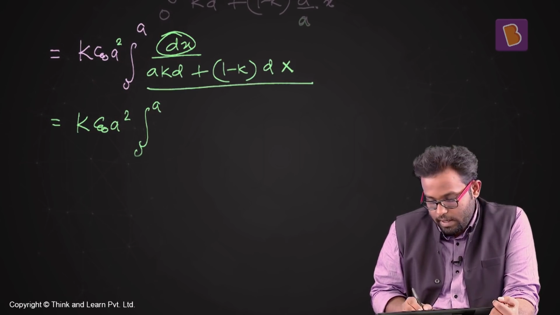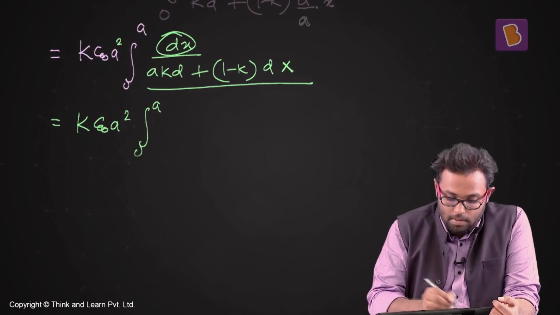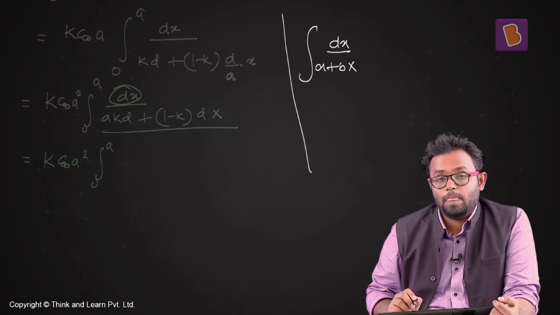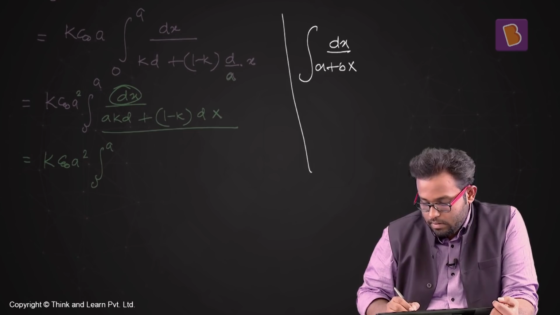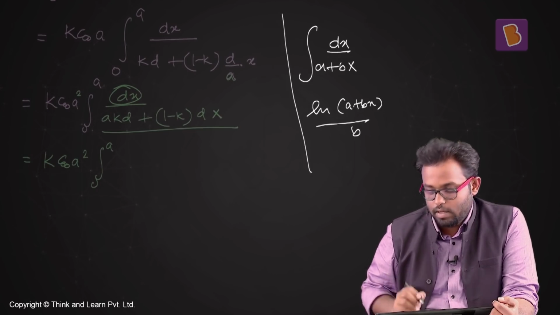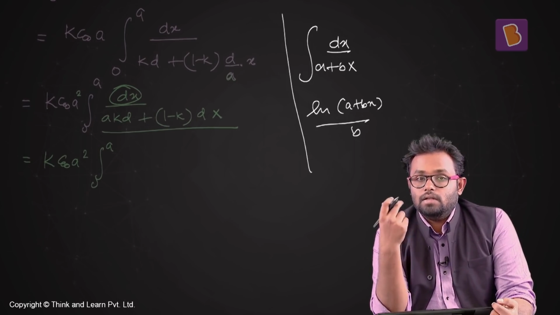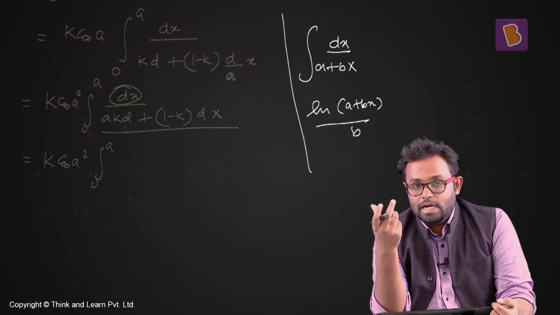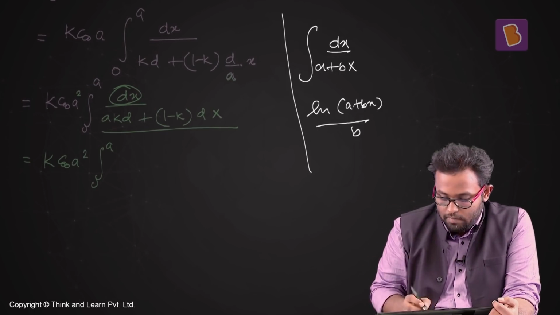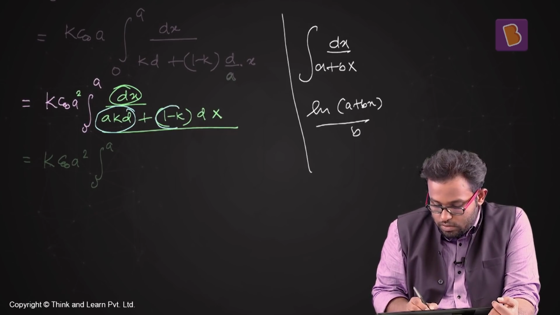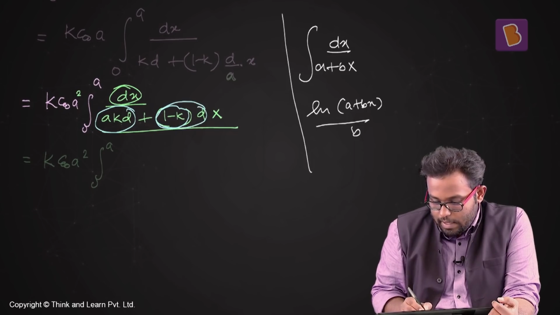What is this expression? Okay, I can directly integrate this. So I remember that the integration of dx upon a plus b x, a general formula. What is the integration of that? The integration of that is ln of a plus b x upon b. So whenever you have integration of dx upon a linear of x, the integration of that is ln of that linear divided by the coefficient of x. So here also we have a linear. This whole thing is a constant plus another constant, this whole thing is a constant times x.